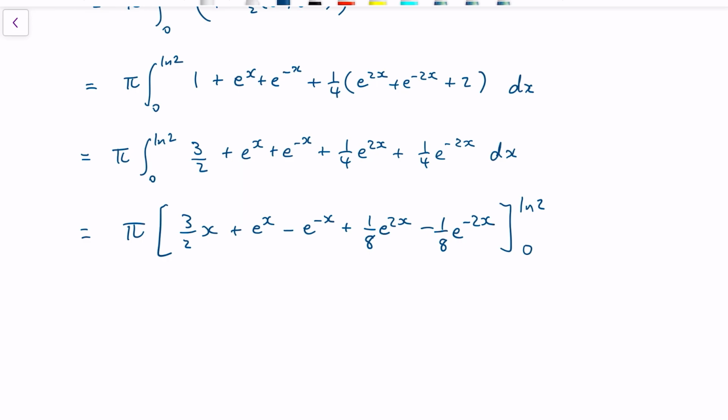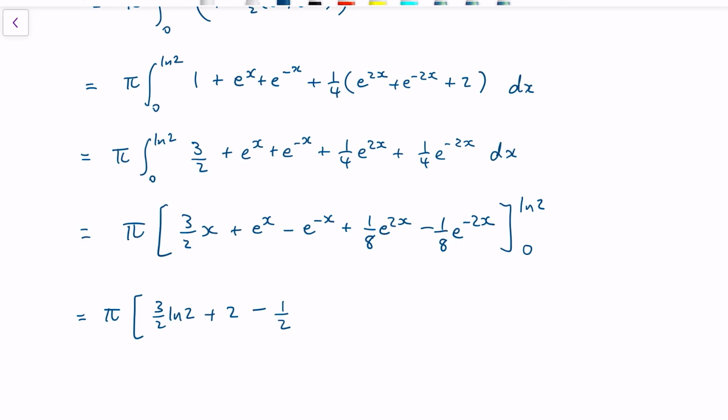ln2 makes a lot of these things simplify, because if we put ln2 into there, we get e to the ln2, which is just 2. Three over 2 ln2 plus 2. E to the minus ln2. The minus can go at the top as 2 to the minus 1. And then the log and the e will cancel, so we get a half. 2 to the minus 1 is a half. So that's minus 1/2.